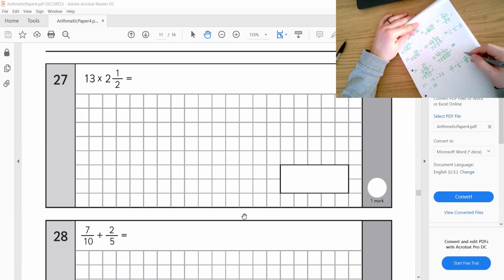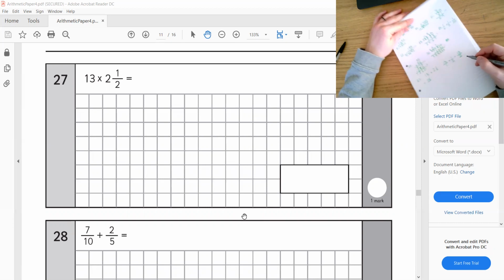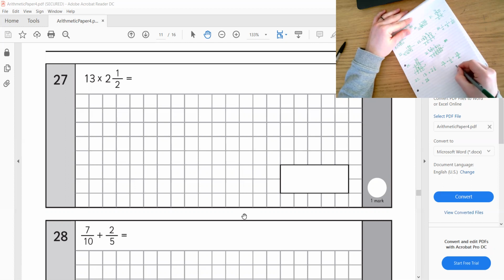Well, if I've got 13 halves, I must then have more than 1. So let's work out how many I've got. How many times can I get 2 into 13? 12 times. I've got 12 wholes and a half. Is that right?